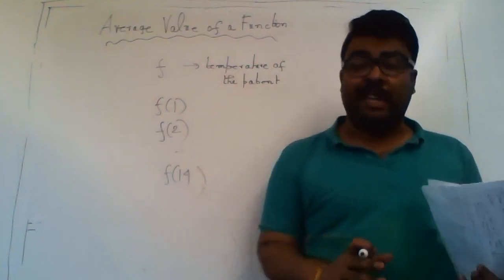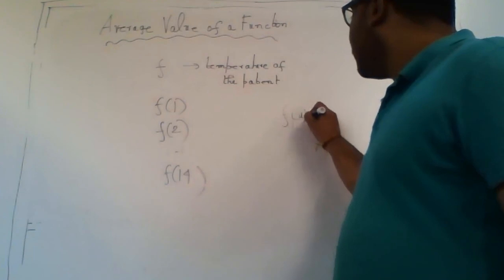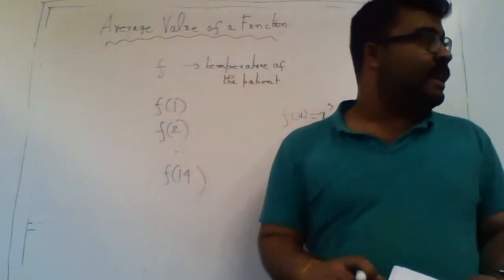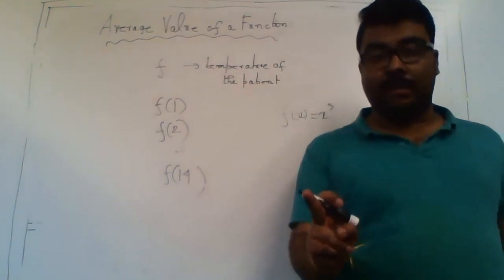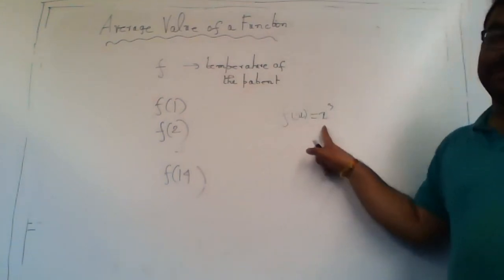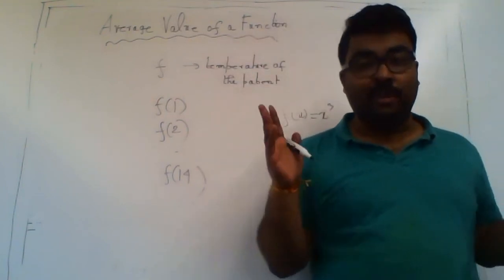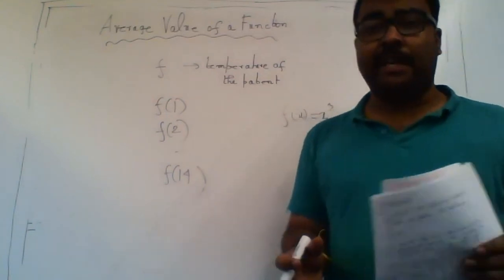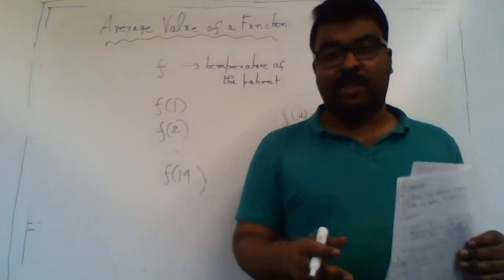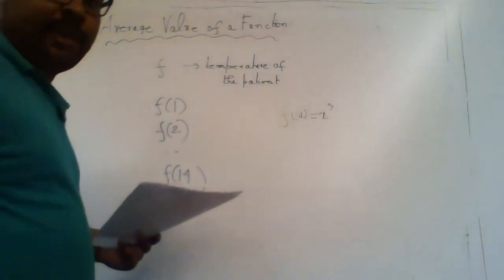A function can take many values. Some functions can take infinitely many values, right? For example, if you take f(x) equals x cubed, this function takes infinitely many values. But we will find one value which will represent all the values of this function. This is called the average value of a function. You can understand how important this concept is in applied sciences, engineering, medicine, chemistry, and everywhere.